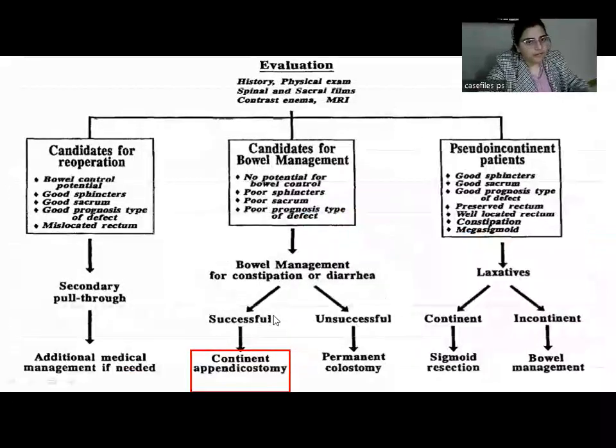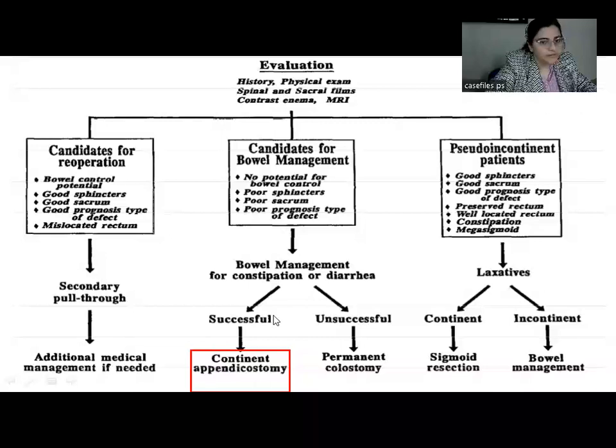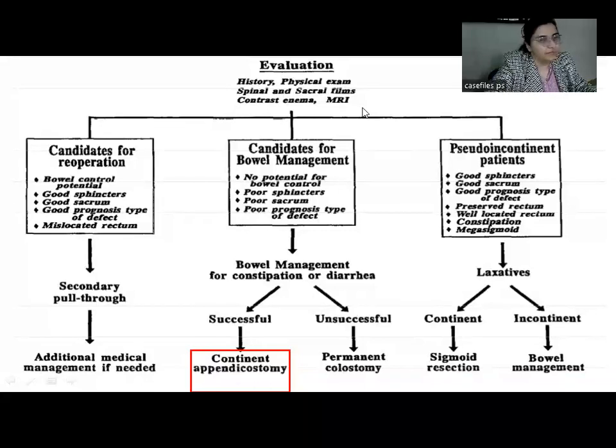This is their rough system according to which they work. The first thing is to do the history, the physical examination, and do the workup, which I discussed, that is the MRI, the sacral X-ray films, the contrast enema, etc. Now, based on this, the patients are divided into three major categories.